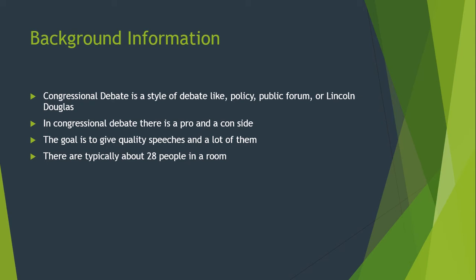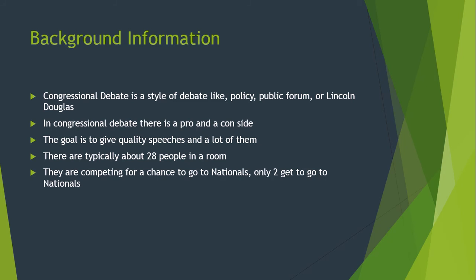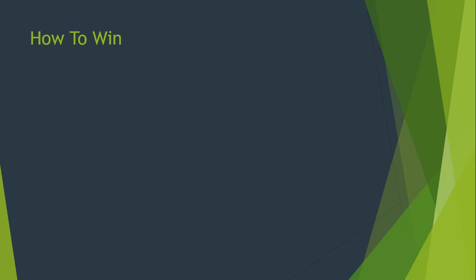Typically there are about 28 people in a room, which is quite a bit, everybody competing for a spot. What I'm going to be really presenting to you is the idea of having the top two people going to nationals, which is a really tough thing to get to. So we're going to realize how you do that and how we can do that with mathematics. There's about 2 shots to get there earlier. Now, how do you win? How do you win congressional debate?